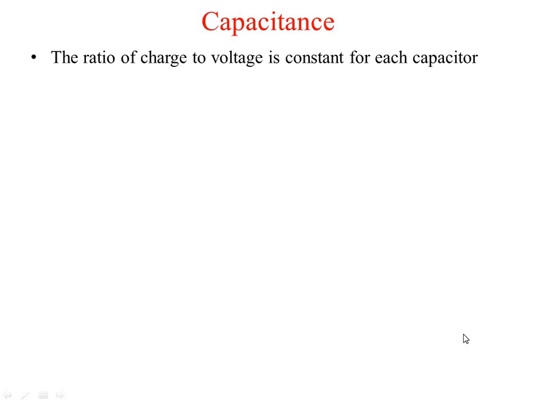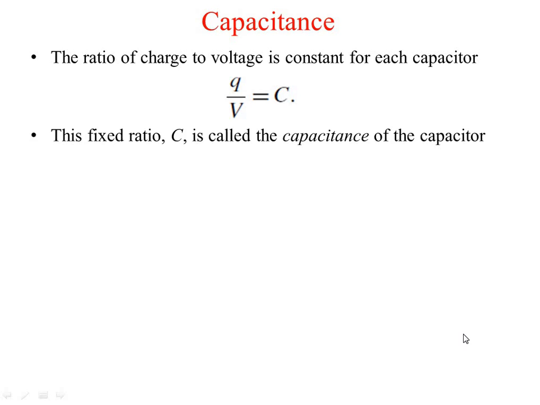So the ratio of charge to voltage is constant for each capacitor. So I will say that Q by V is nothing but the capacitance. Here I have taken the magnitude of Q. So Q, that is the total charge, divided by the potential difference, will give you the capacitance of the capacitor. So we have already defined this.